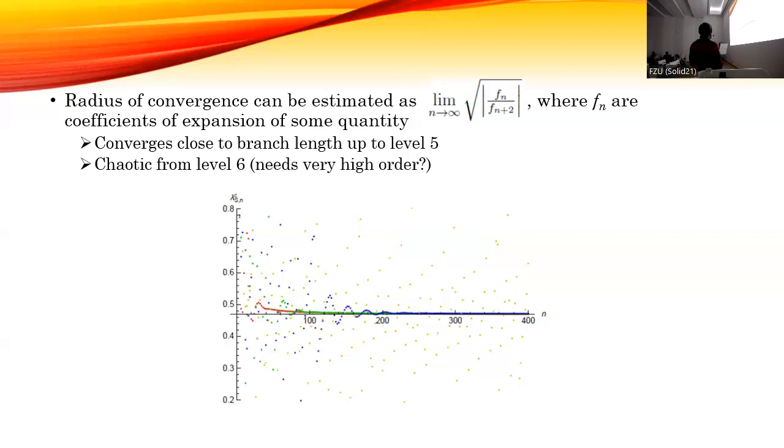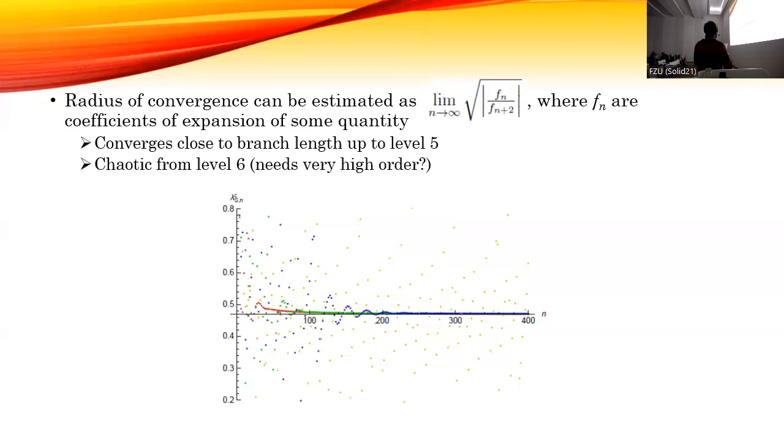So here in this plot are actually some results for these ratios at different levels. I think that the red is level 3, and this axis is approximately the radius, or the length of the branch. So at level 3, it really quickly converges to it. Green is level 4. You can see that there are a few jumps up and down, and then it converges. Blue is level 5. So you see that it's more and more chaotic at the beginning. It oscillates and it converges.